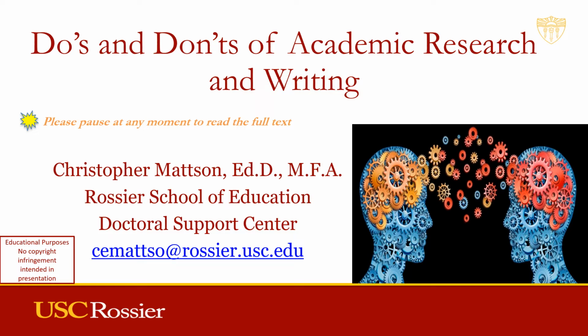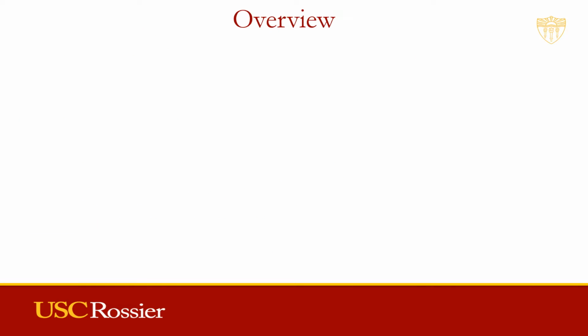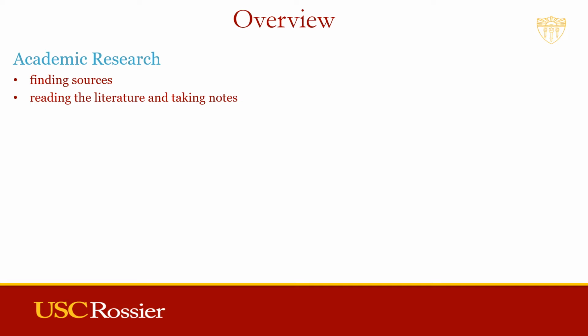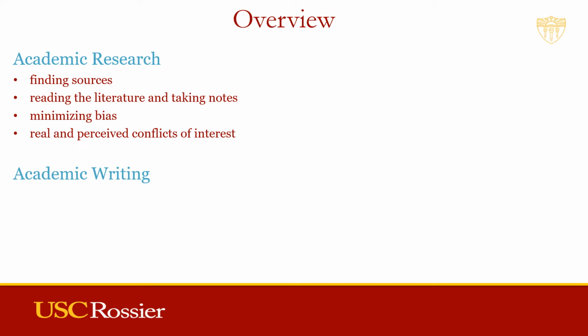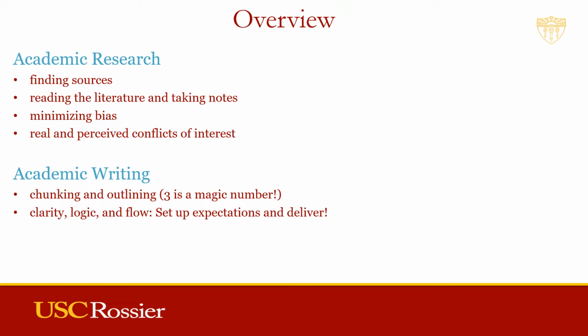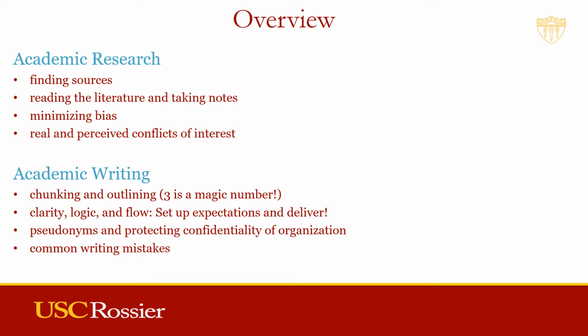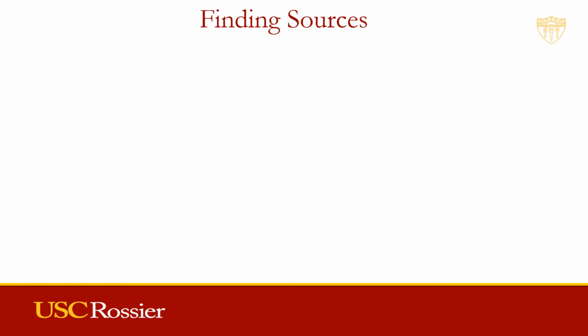This presentation will cover some do's and don'ts of academic research and writing. Particularly for academic research, I will cover finding sources, reading the literature and taking notes, minimizing bias, as well as real and perceived conflicts of interest. For academic writing, I will cover chunking and outlining, clarity, logic, and flow, pseudonyms, and common writing mistakes.